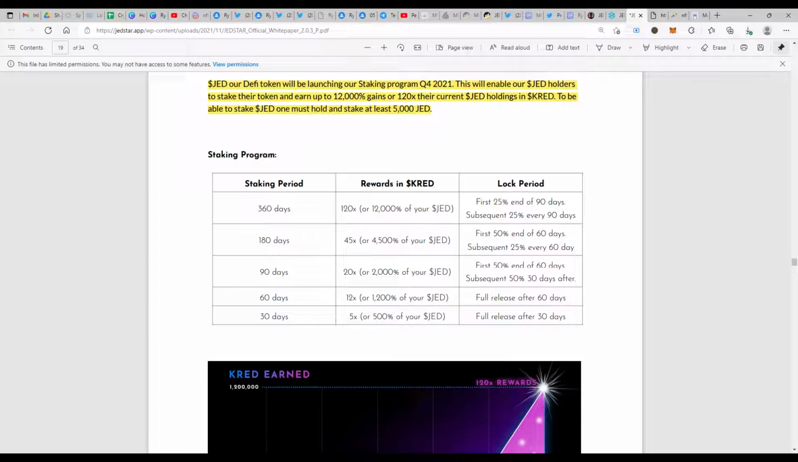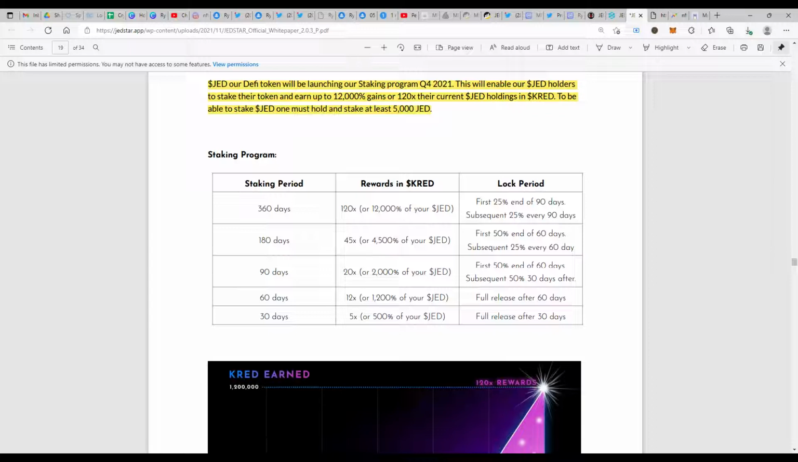And there are certain release periods out there. Please do make note of this, because the first two options of 30 and 60 days will give you the entire amount released as soon as your staking period ends. But for 90 days and above, there are subsequent releases that would happen. The first one for 90 days would be 50% at the end of 60 days, and the rest 50% would be given to you after 30 days.